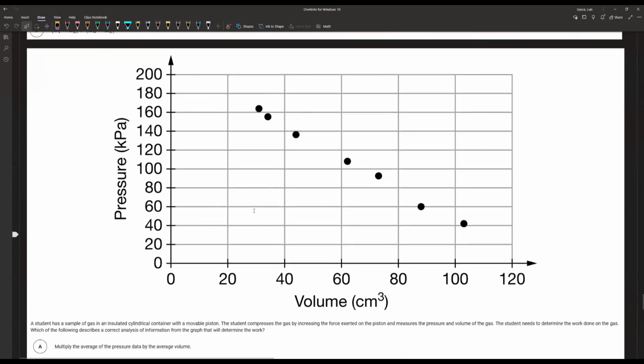Okay, here's our next question. We have a pressure measured in kilopascals and a volume measured in cubic centimeters. A student has a sample of gas in an insulated cylindrical container with a movable piston. The student compresses the gas by increasing the force exerted on the piston and measures the pressure and volume of the gas. The student needs to determine the work done on the gas. Which of the following describes a correct analysis of information from the graph that will determine the work?